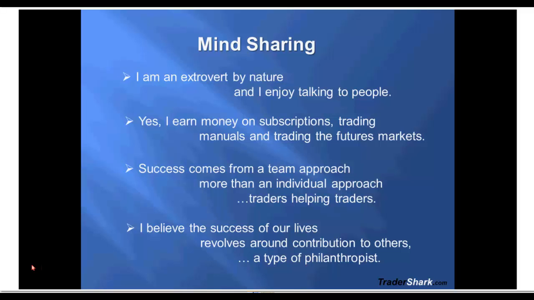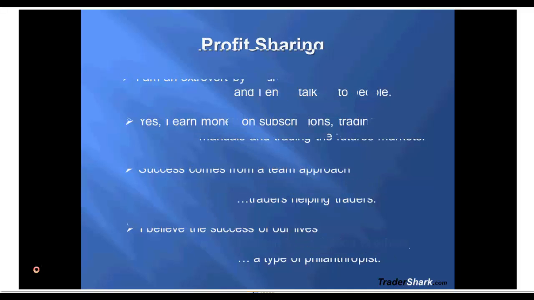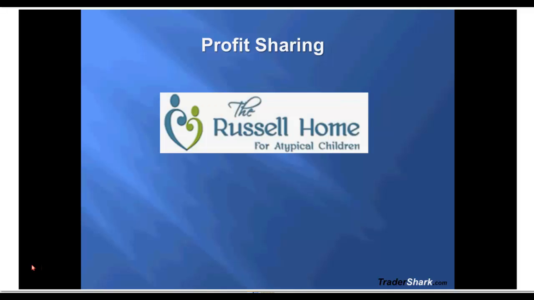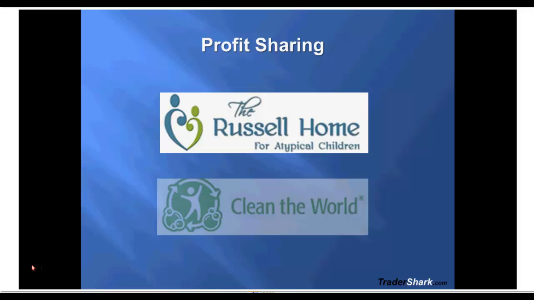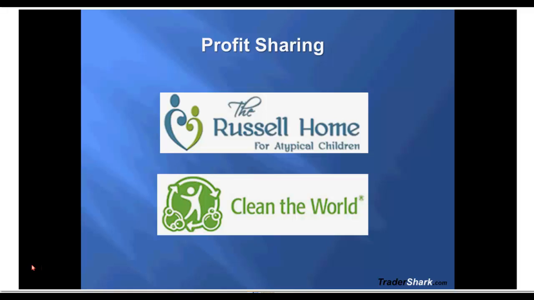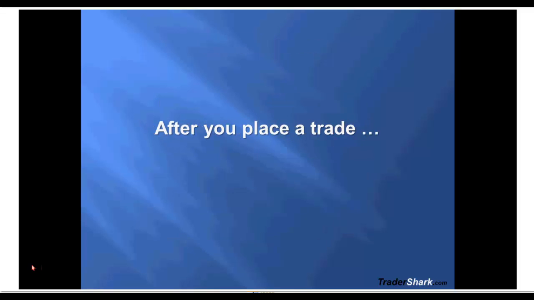And it's going to sound a little bit odd, but I believe the success of our lives really revolves around the contribution to others. So a type of philanthropist. And it's profit sharing. In other words, when I make some money on certain areas, I have a certain percent that I'll owe to a charitable organization, and I encourage everybody else to do the same. The Russell Home for Atypical Children and Clean the World, where they actually take soaps from all the different hotels and distribute them to the children that are not able to purchase items like that.